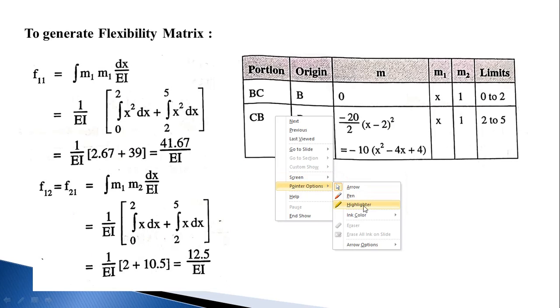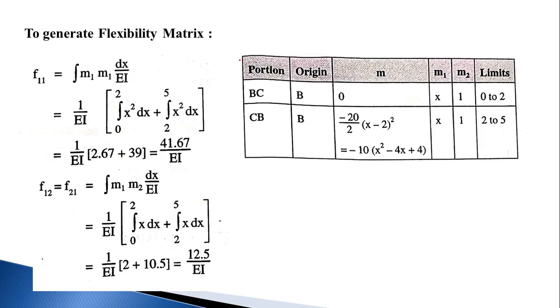Then next, form a flexibility matrix by using this table. Now this will be a 2 by 2 matrix. So we first want to calculate F11. F11 is equal to the integration of M1 into M1 dx upon EI. The M1 value is x. For the BC portion, 1 upon EI integration of 0 to 2, this is the first limit, x into x, that is x² dx, plus for the AC portion, x into x, that is x² dx, but the limits change, that is 2 to 5.